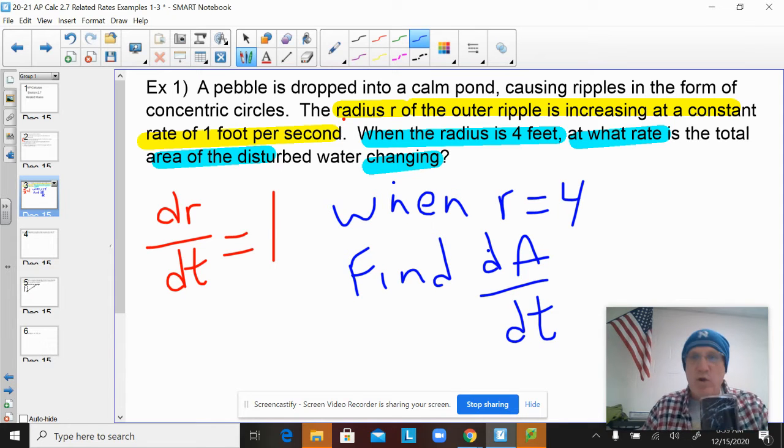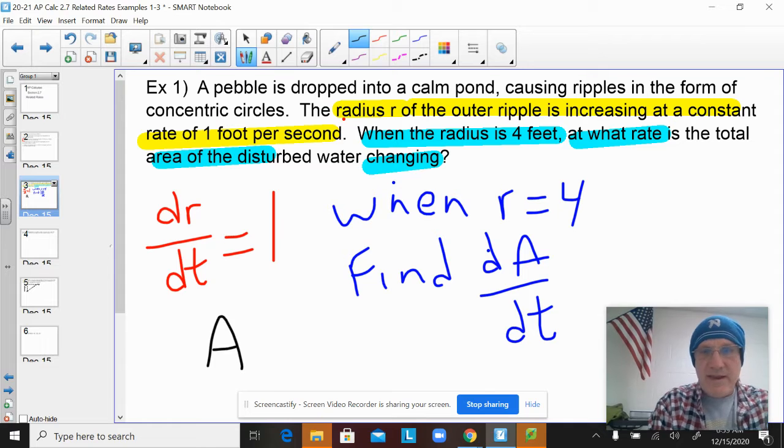So there's the given information and the quantities we're trying to find. Now it said we have to write an equation. So I need an equation that somehow relates the area of a circle and the radius of a circle. Well, you learned in a geometry class, and probably several years before that, the area of a circle is in fact pi r squared.